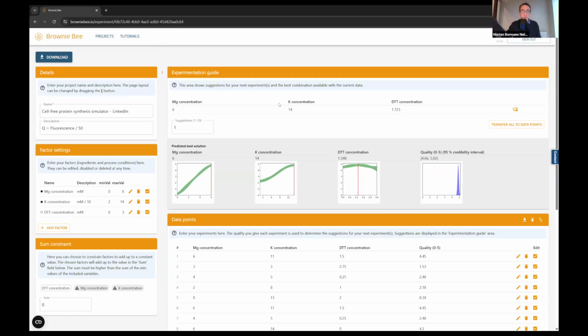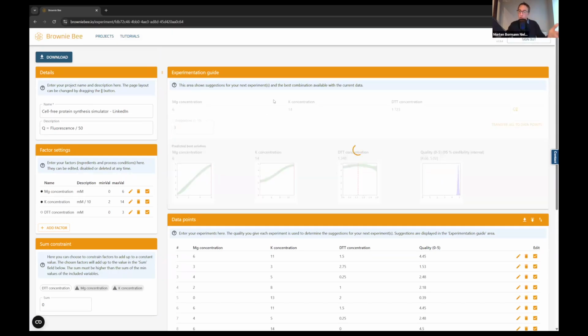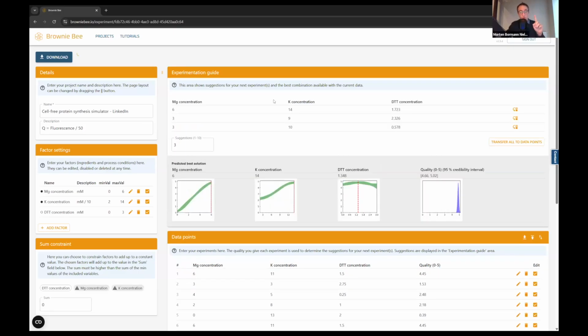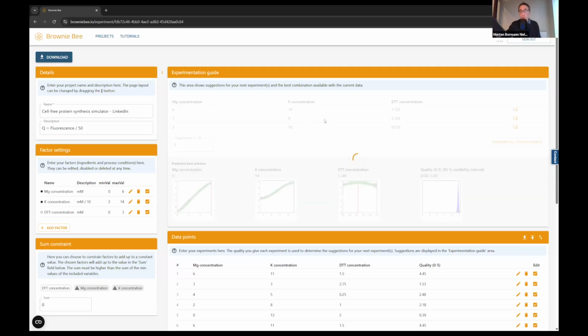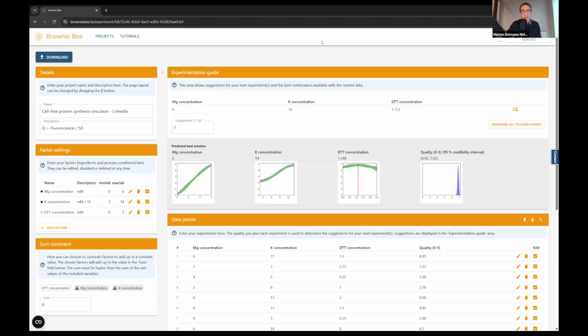And furthermore, right now, Brownie Bee just shows one next suggestion. I can ask for more than one at a time. But we'll come back in a moment to why, by default, in active learning, you should ask for one experiment at a time, and the advantages and disadvantages of that. But that's really all there is to it. This is the workflow that you would use in terms of using Brownie Bee.